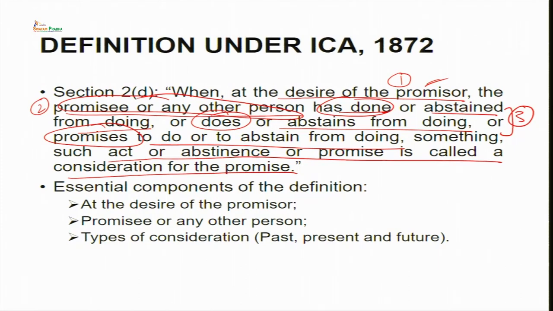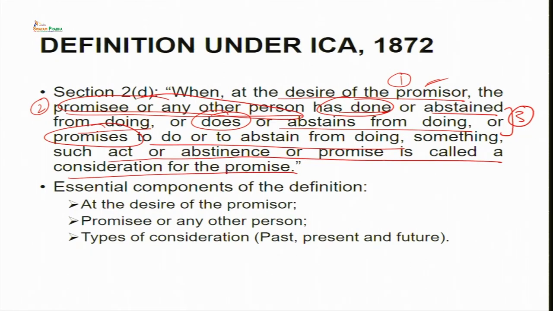That means a person who is a stranger, who is not party to that contract, can also provide consideration in a contract. We will be discussing it in detail, but for the time being, just understand this thing, that if two parties are entering into a contract, a third person can provide consideration on behalf of either of the parties. That is acceptable under Indian law, and that is what is given under the definition also.